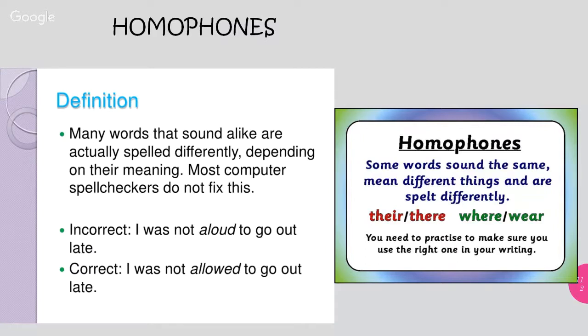Homophones, words that sound the same, mean different things and are spelled differently. There, their is there, there is also there. Where is where, wear is where. You need to practice to make sure you use the right one in your writing. We have to practice this.